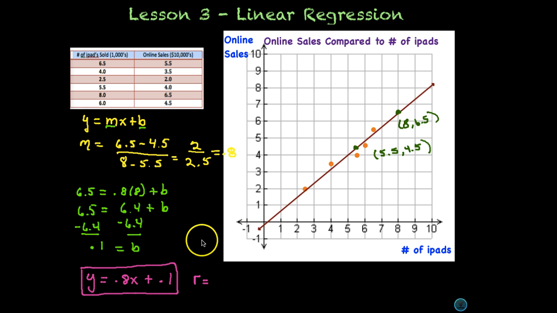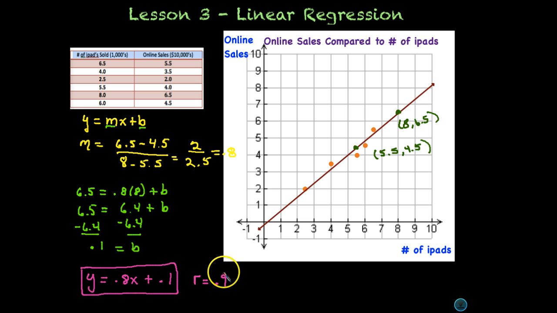Now before I compare this to what I get on my calculator, I need to estimate my correlation coefficient. Well, we know it's positive because it's going in a positive trend here. We have a positive correlation. Now let's look at how close these dots are to my line of best fit. They are very close. So I'm going to estimate my correlation coefficient to be 0.9.